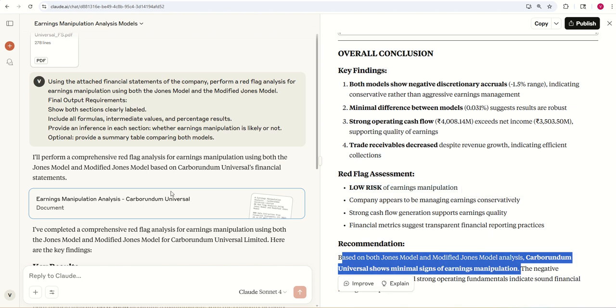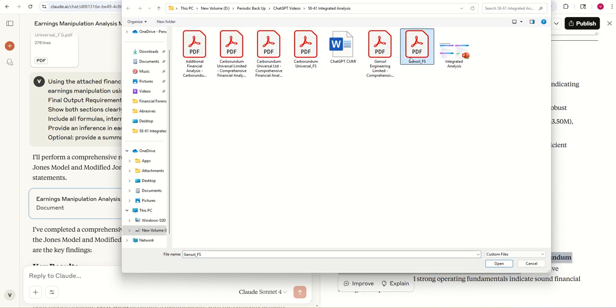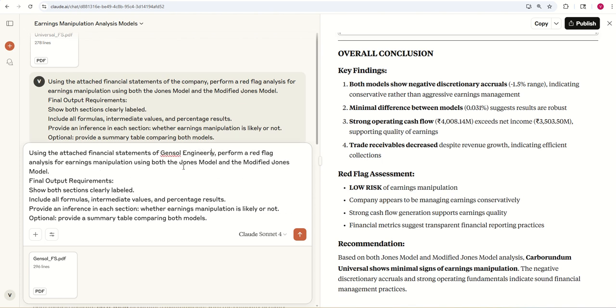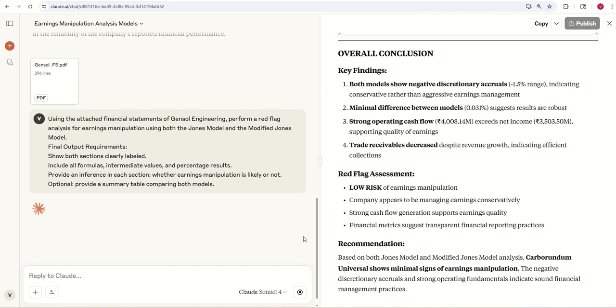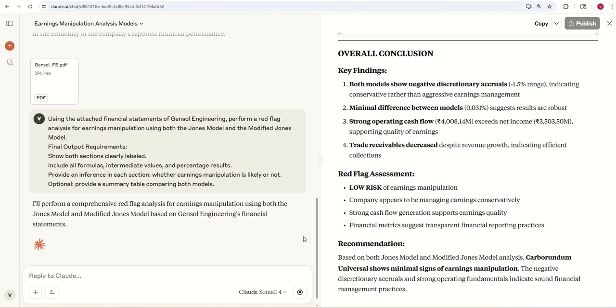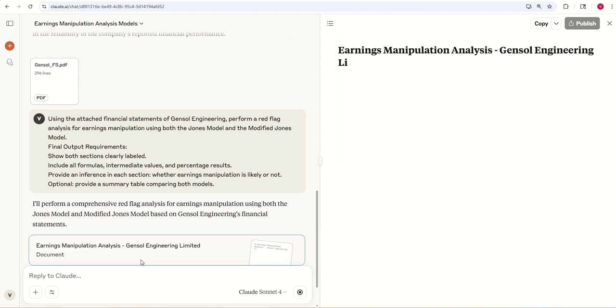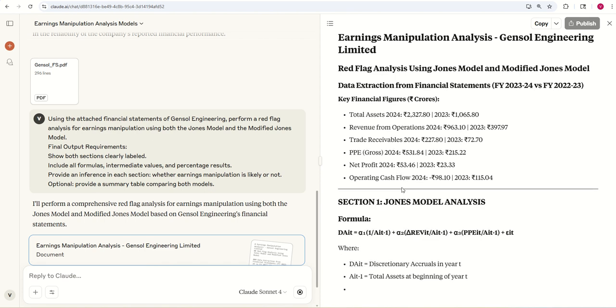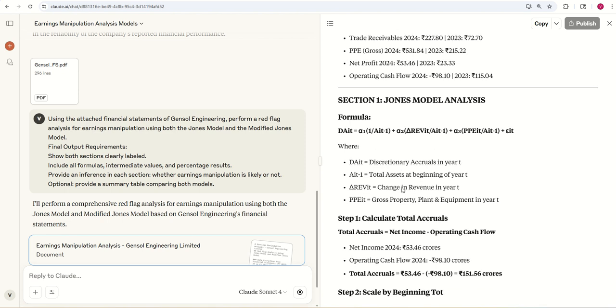Now let me repeat this same thing with Gensol Engineering. Financial statements of Gensol Engineering. So ideally, this should show a lot of flags. It should throw up a lot of flags saying that this is not good. But let us see how the output pans out.